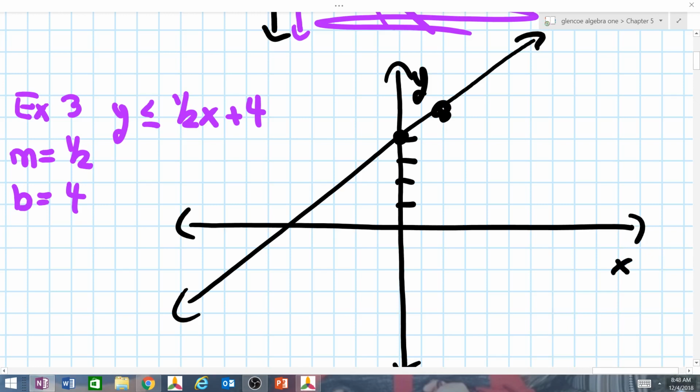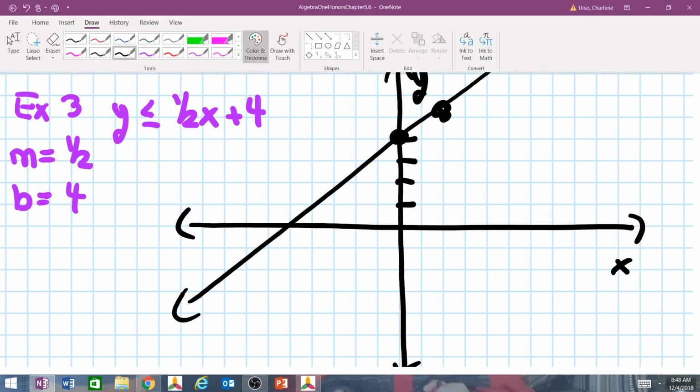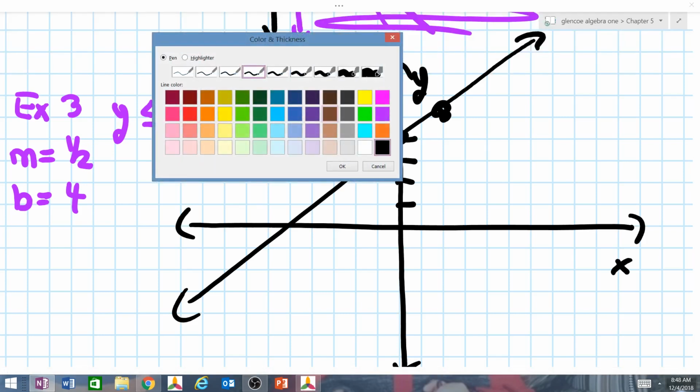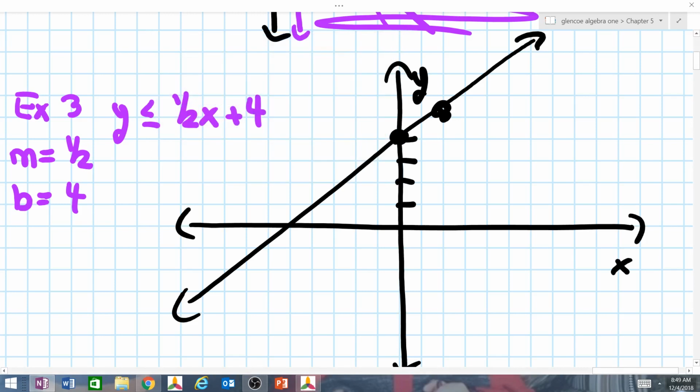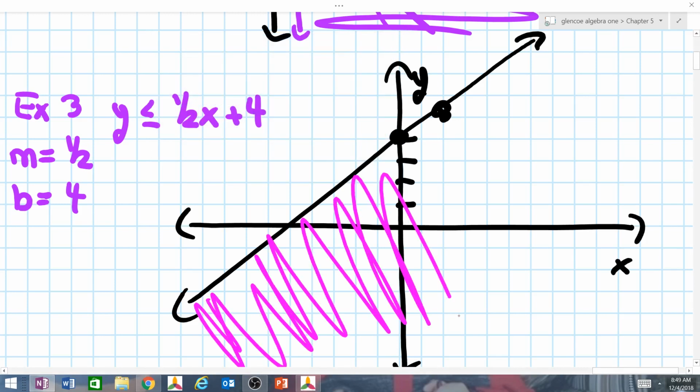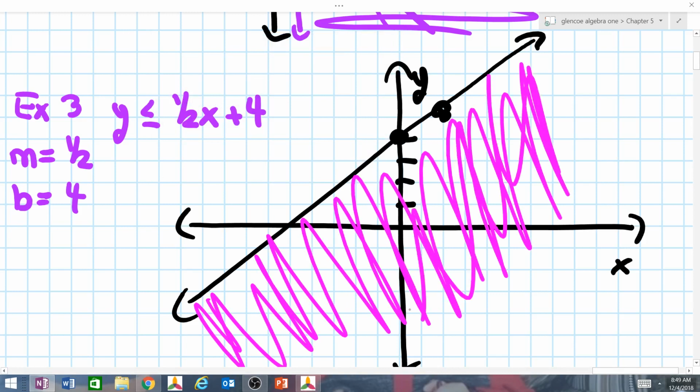And now I have to shade. So this is the part where people forget. They do the line, but then they forget to shade it. No shading is no credit. So now my solution is everything, listen carefully, you choose. Is it everything above or below the line? Below. Good job. Is everyone with me? Yes.